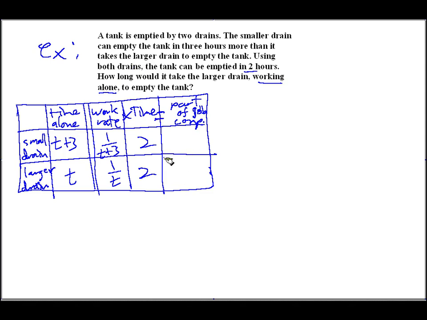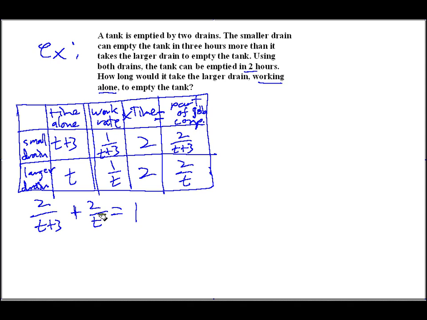So how much does each drain complete then? Multiply to get the last column. Work rate times time is equal to part of the job completed. So 2 over T plus 3 is the part completed by the small drain. 2 over T is the part completed by the larger drain. But together, they complete the entire job. So we have 2 over T plus 3 plus 2 over T is equal to 1, the 100% of the job, the entire job.